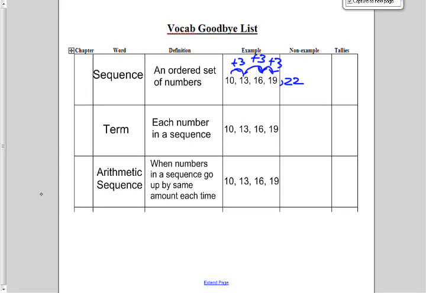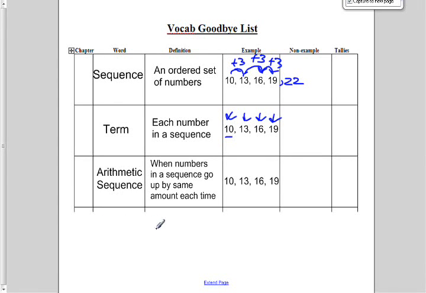A term is what we call each number in a sequence. So I have the same sequence. I'm just going to point to 10 because 10 is a term, the first term. 13 is the second term, 16 is the third term, and 19 is the fourth term.